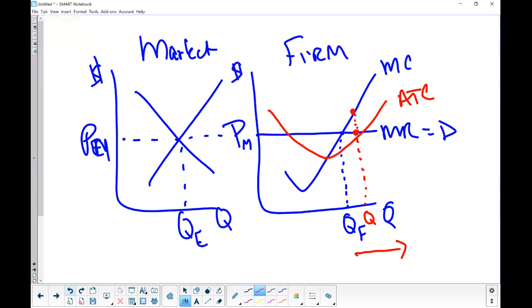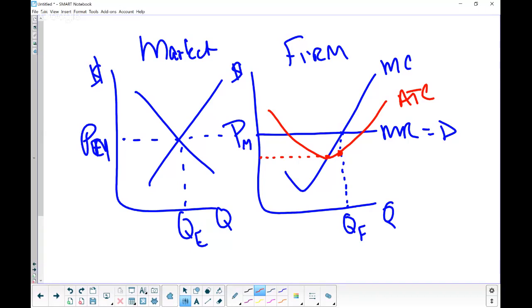So again, they'll ask you what happens if we increase our quantity, what happens if we decrease our quantity. In this case, let's first draw in our profit here. We're going to use this quantity. I'm going to go up and intersect the ATC here. So this is our ATC amount.